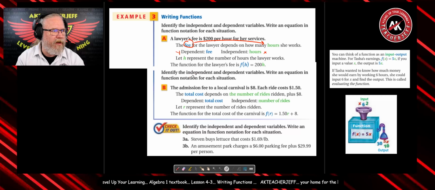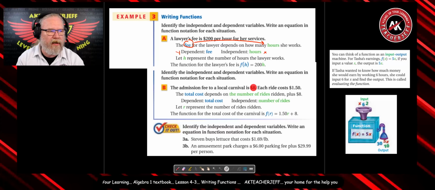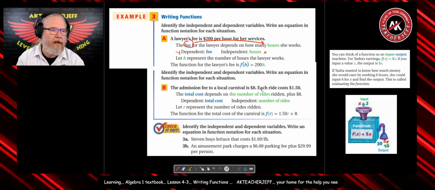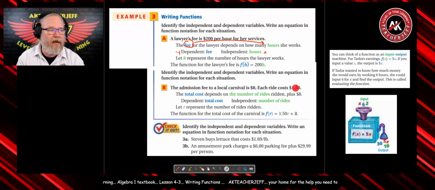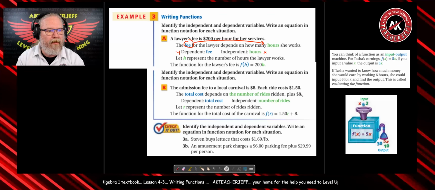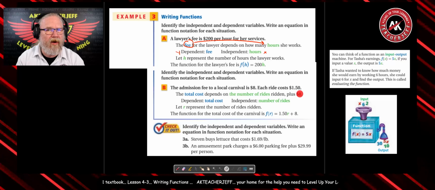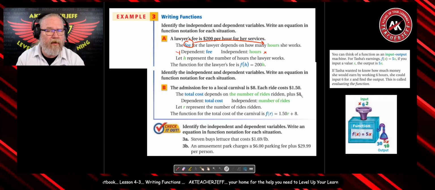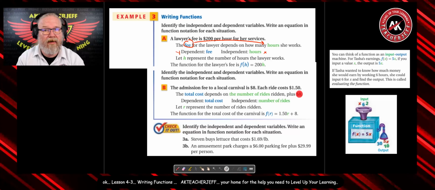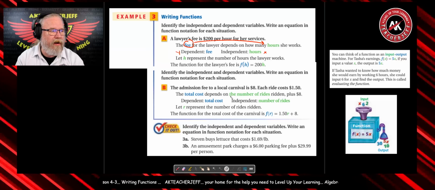Identify the same directions, so for B here. The admission fee to a local carnival is $8, so it costs you $8 just to get in. Each ride costs $1.50. The total cost depends on the number of rides ridden plus the $8. Now that's a little tricky because this is what later on we're going to call y-intercept. This is the starting amount, but we're not quite there yet, but we're kind of starting to introduce that type of stuff.